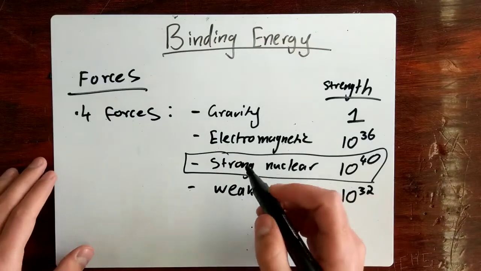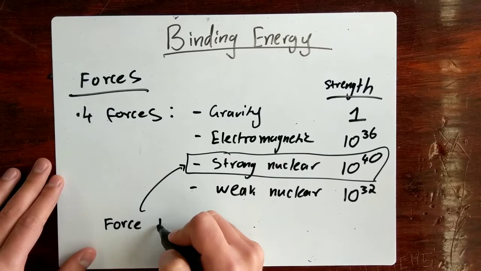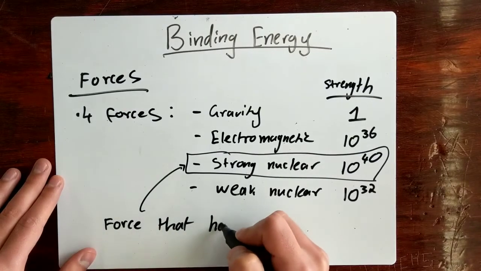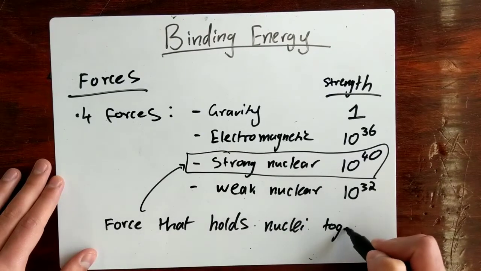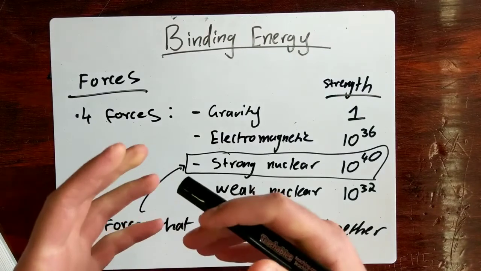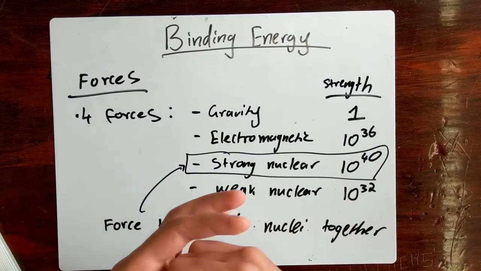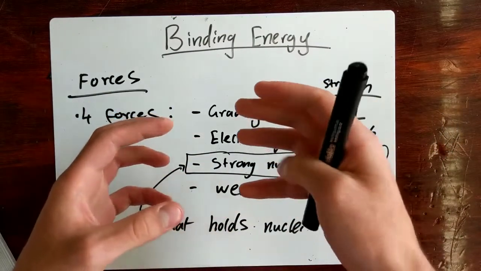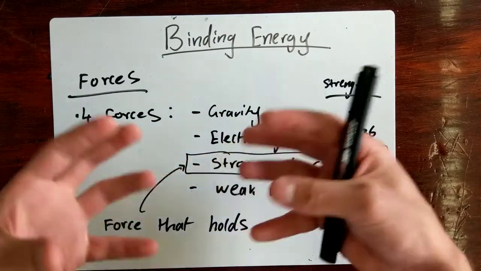And that is because the strong nuclear force is the force that holds nuclei together. So far we've been talking over the last few weeks about how nuclei are made up of protons and neutrons, positive and neutral charges. And if you just shoved a whole bunch of positive charges and neutral charges together, then all of those positive charges should repel from each other.